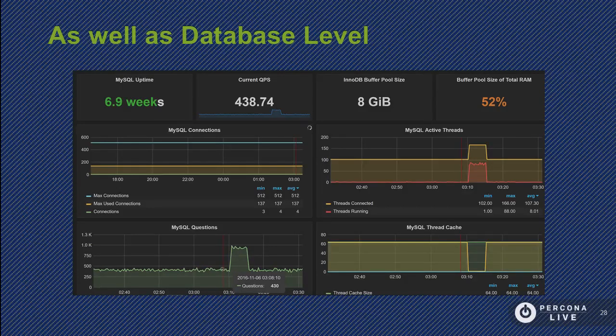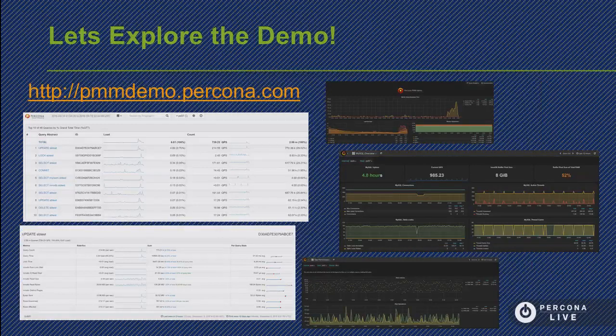Okay, now I also mentioned we have the demo setup, and this is the demo we are going to look through. I'm going to show you some more interesting features, internet permitting.